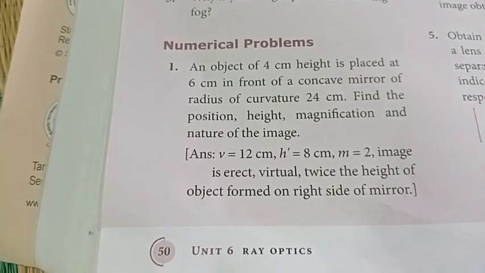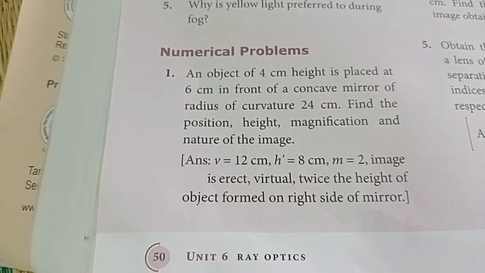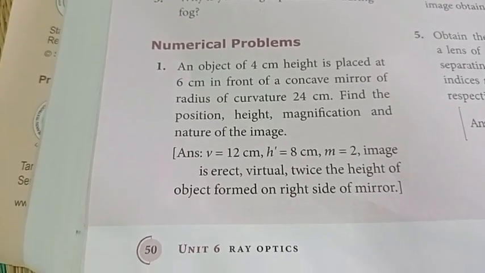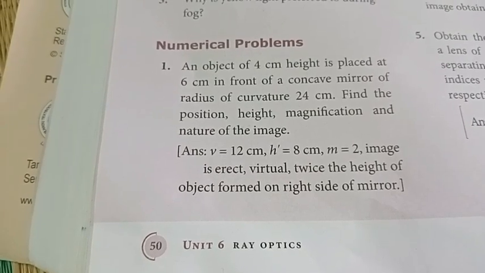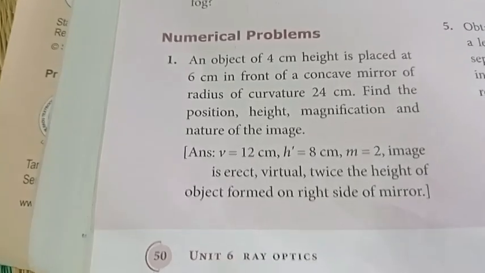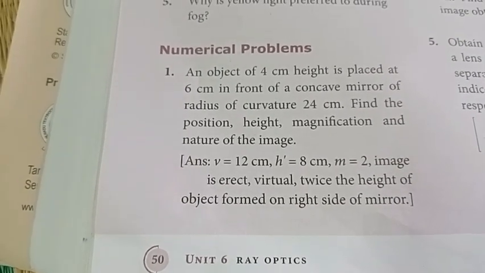So the answer is given: v is equal to 12 cm, the position is v = 12 cm, height is 8 cm, and the magnification is 2. Image is erect, virtual, twice the height of the object, formed on the right side of the mirror. Okay, so how does the answer come? Now we are going to take it.